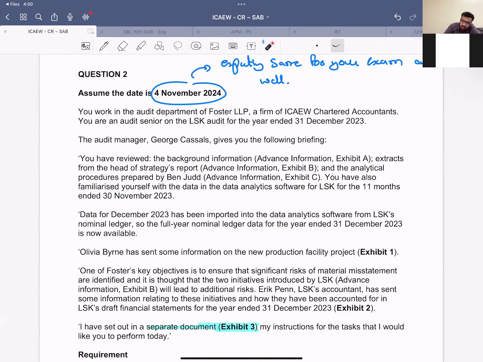You work in the audit department of Foster LLP. Remembering the name of companies is great. We are an auditor now, a firm of ICAEW chartered accountants. You are an audit senior.